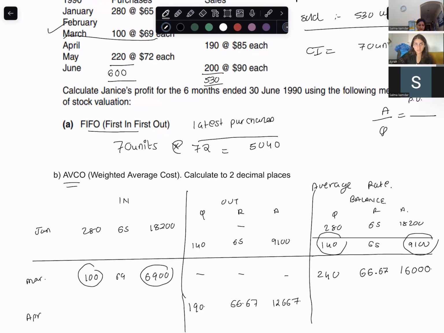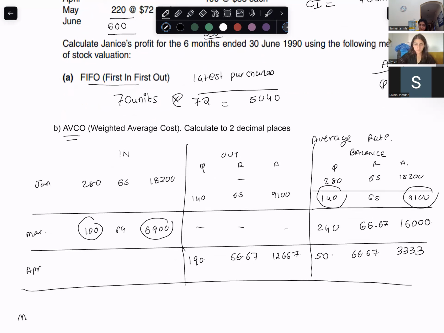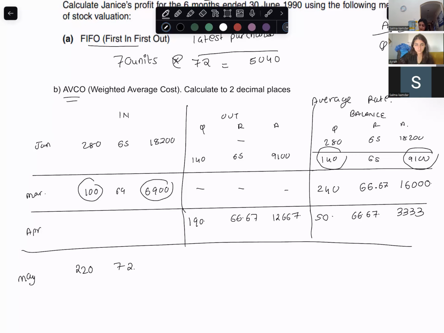So balance is how many units? 50 units at 66.67. 16,000 minus 12,667 is 3,333. May: 220 units at the rate of 72. So it will become how much? 15,840.